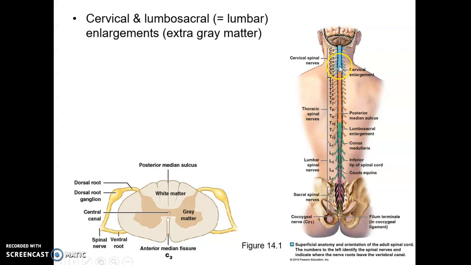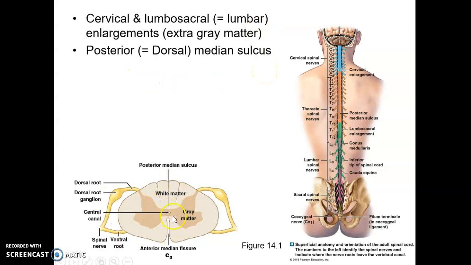And the reason the spinal cord is thicker here is because there's more gray matter causing the spinal cord to widen out. And the reason there's more gray matter is there's more neurons in this region and in this region, because these neurons serve the upper and lower body extremities and limbs. So there's more innervation, more wiring, more nerves. So to physically accommodate that, the spinal cord is enlarged in those two regions, the cervical and lumbosacral, or the cervical and lumbar enlargement.